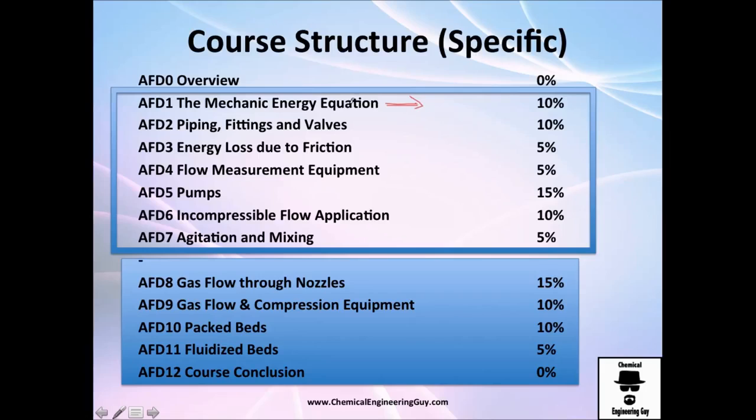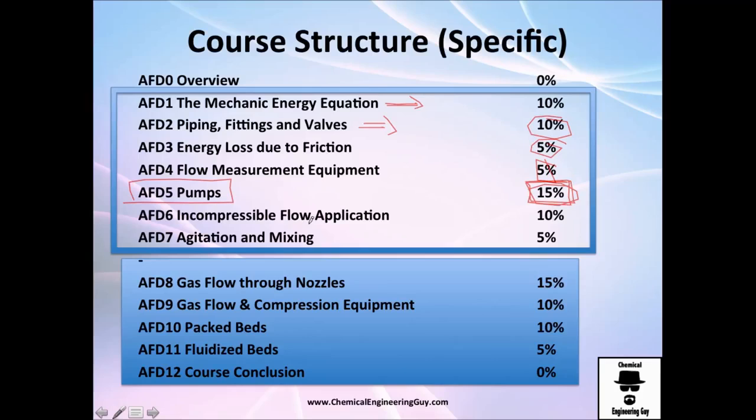We're going to see these a little bit more on the next slide, so let me show you just this. Piping, fittings, and valves is just theory. Energy loss due to friction 5%, flow measurement 5%, pumps 15%. Actually, this is a very huge amount of material, and this is one of the core blocks.